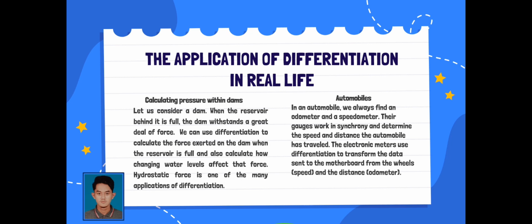The second one is automobiles. In an automobile, we always find an odometer and speedometer. Their gauges work in synchrony and determine the speed and distance the automobile has traveled. The electronic meters use differentiation to transform the data sent to the motherboard from the wheels, which is the speed, and the distance, which is the odometer.